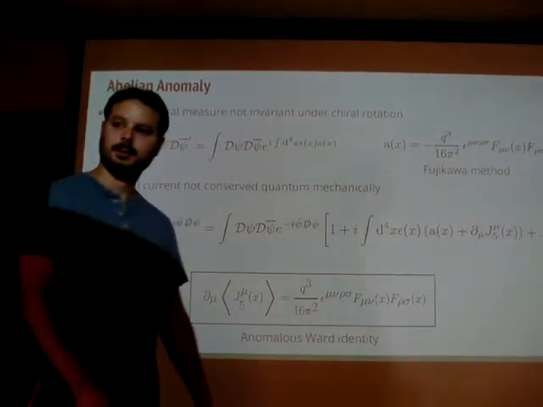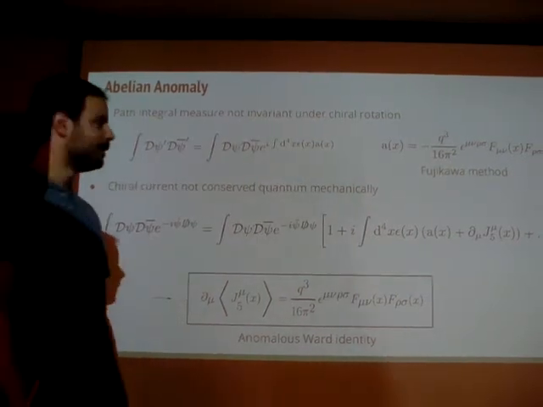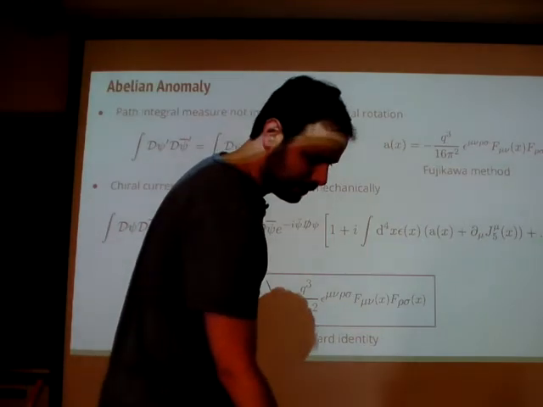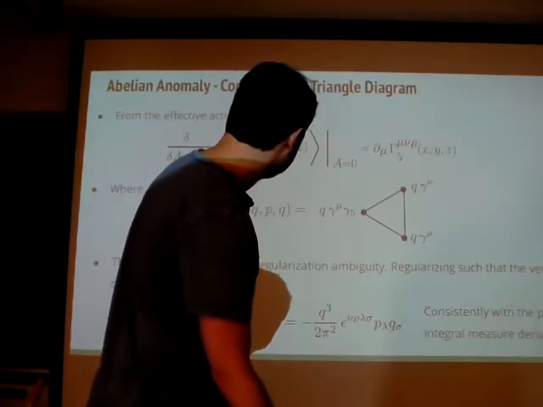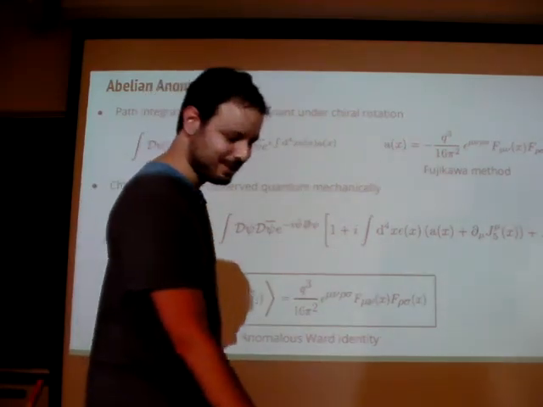So why the cubic? I thought it goes like F squared, right? No, it's actually goes like cubic. The charge is cubic? Yeah. Mm-hmm. Yeah, you can check this. Actually, it was weird for me as well. I looked at Peskin's notes for anomalies.